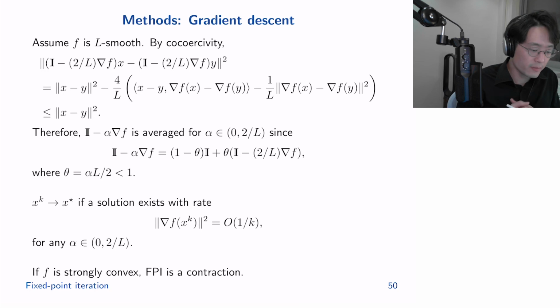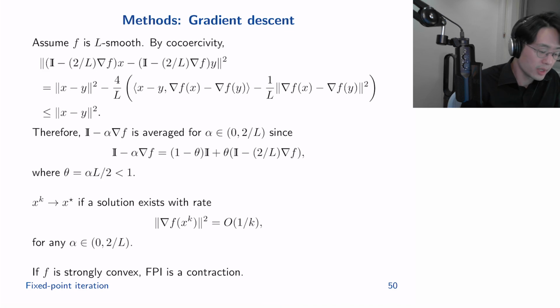So therefore, the gradient method with step size alpha between 0 and 2 over L becomes an averaged fixed point iteration. It becomes an instance of the Krasnoselskii-Mann, the KM iteration. This allows us to appeal to Theorem 1, and in particular, we can immediately conclude that the iterates xk converge to a solution x star, and the gradient magnitudes decrease with rate 1 over k.